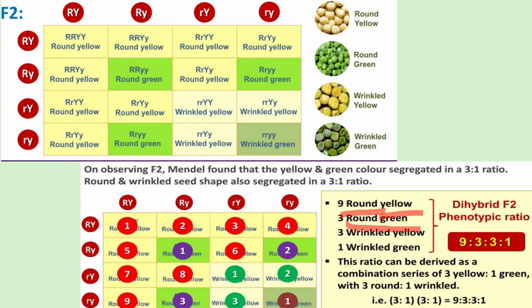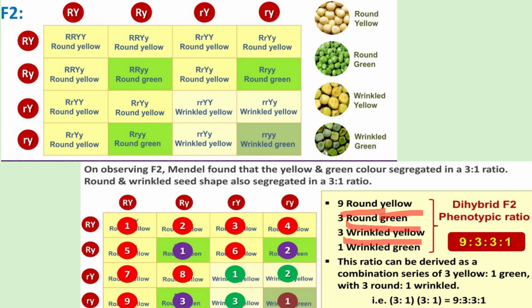This wrinkled, which was initially with the green, is now with yellow also. So this means that genes will also keep on changing their position. Genes will keep on switching the partner genes.